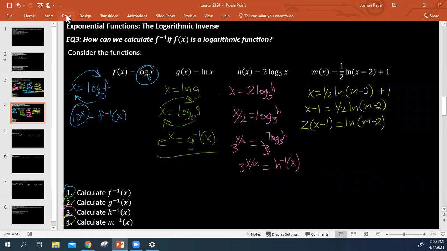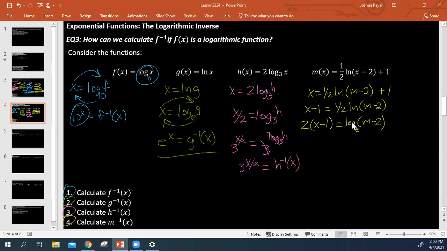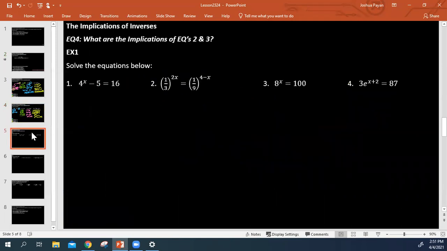So instead of saying natural log, I'm going to just say log base e, so that way I can draw my arrows. Right, so e to the 2 times x minus 1 is equal to m minus 2. And we're going to arrive at the exact same conclusion. Okay, so same idea. However your brain likes to look at these, that's completely up to you.